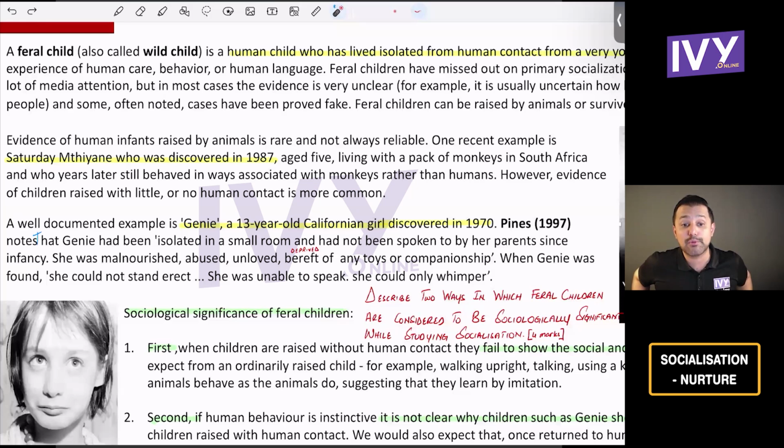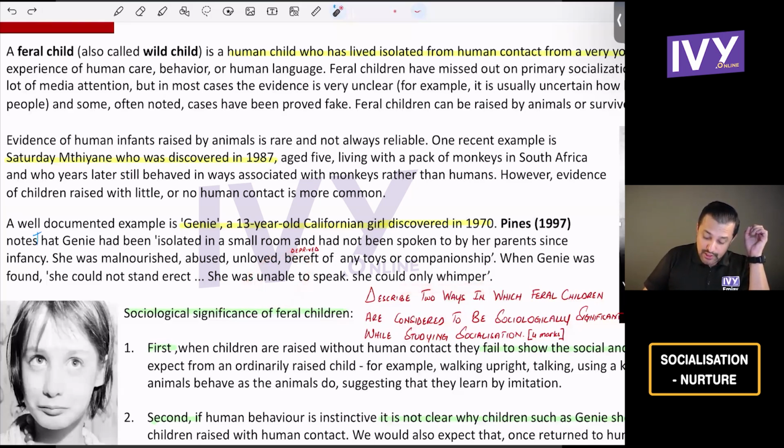So, a young child, when discovered, it was found that this child was kept in isolation and lacked any sort of human contact. This child was locked up in a room. She was malnourished, she was abused, she was unloved, bereft of any toys or companionship. When Jeannie was found, she could not stand erect. She could not stand on her feet like you and I do, which forces me to believe that a lot of what we do as humans is perhaps because of the socialization process. It's probably because we have at some point been taught how to behave in this particular manner.